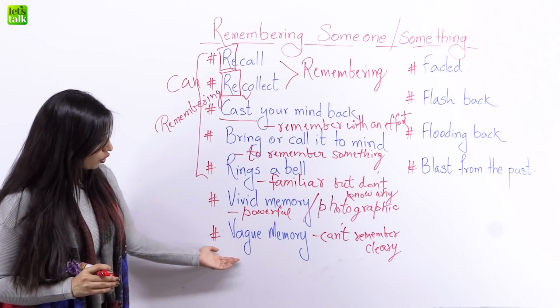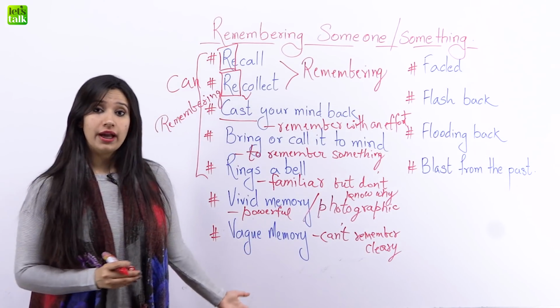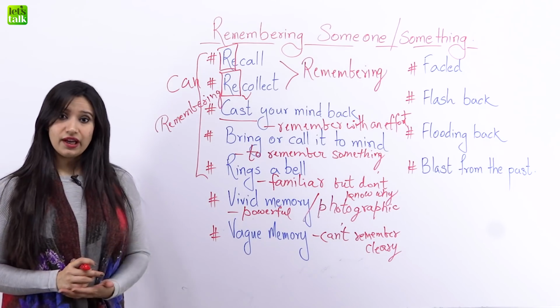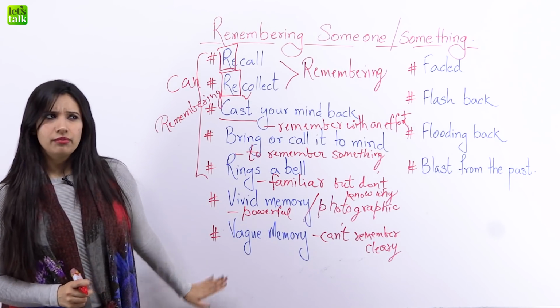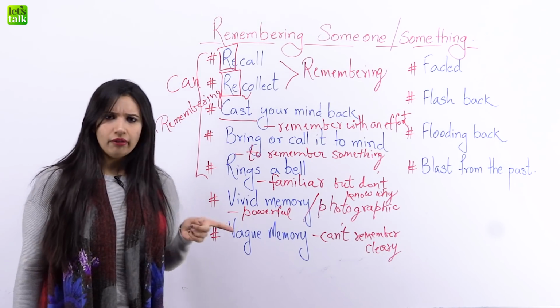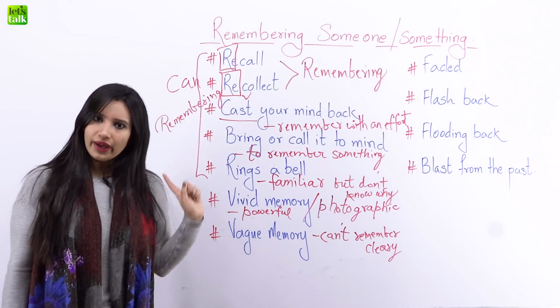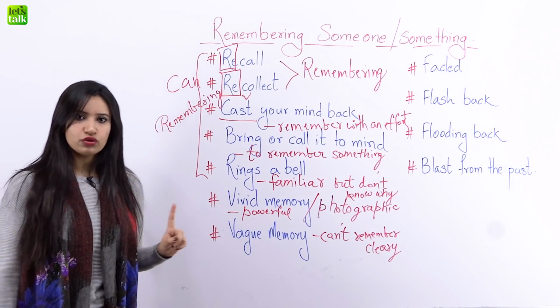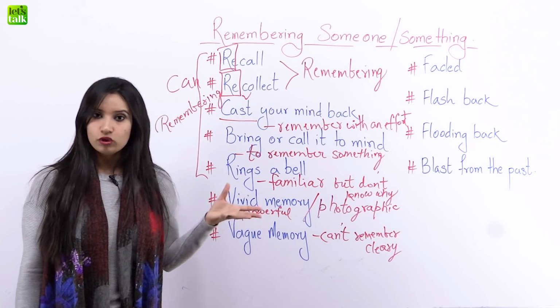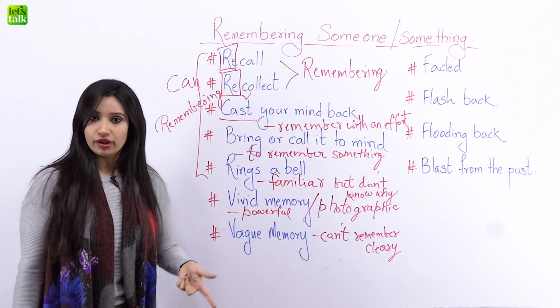So if you want to talk about something that you can't remember clearly, you could say that I have a vague memory of going there after work, or I have a vague memory of going to a restaurant after work, all right? Which means that you don't clearly remember.